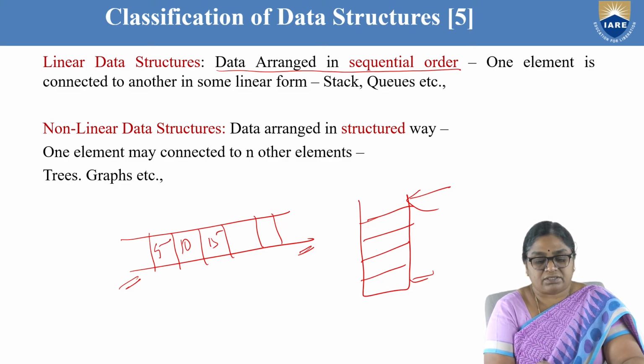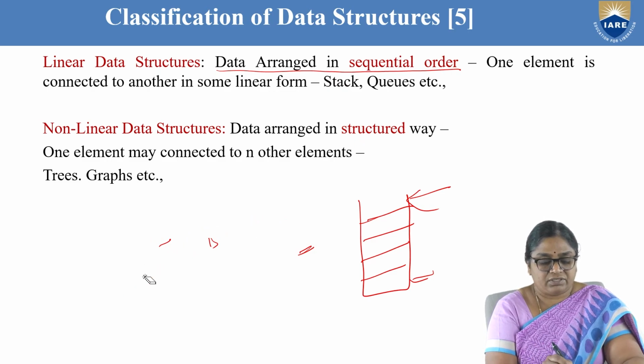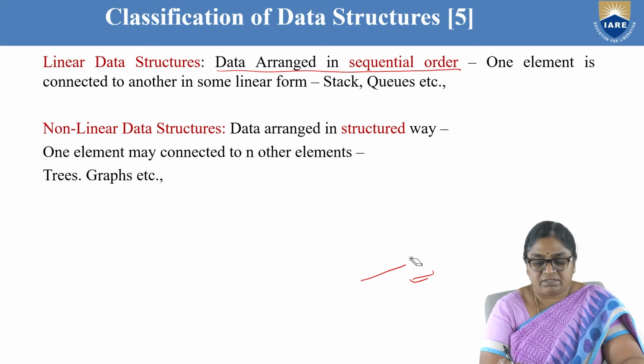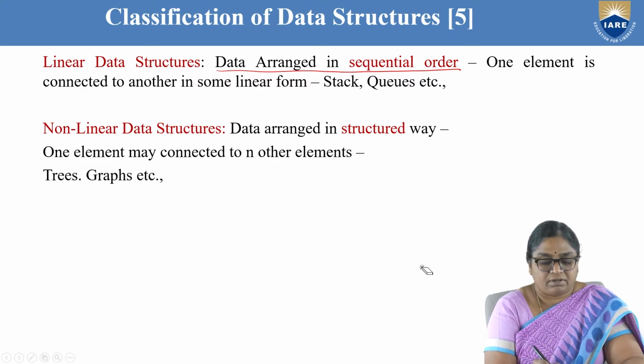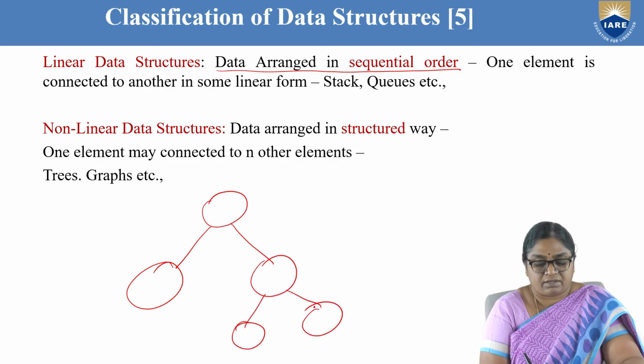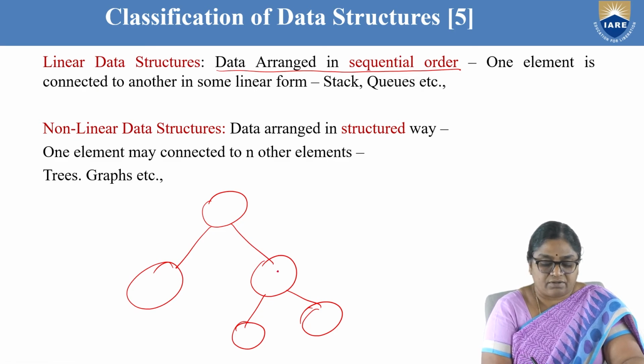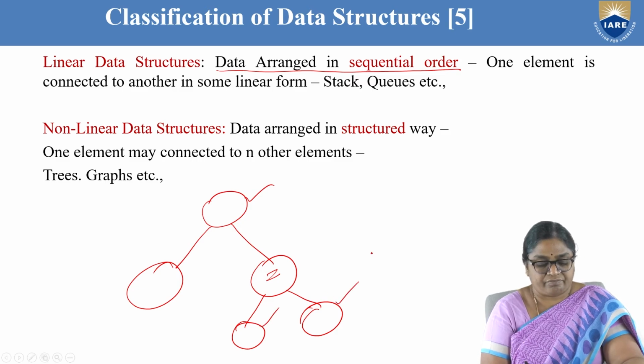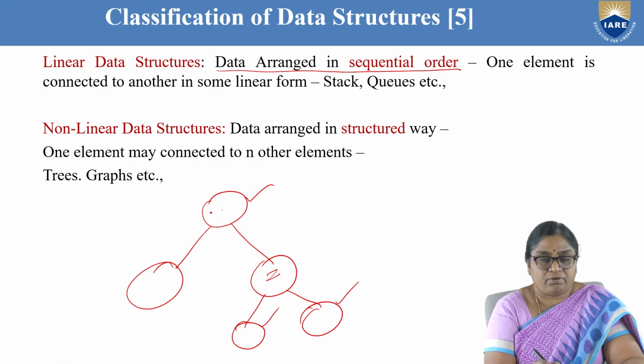Coming to nonlinear data structures, data is arranged in a structured way. That means it may have one or more predecessors as well as successors. For example, this is a nonlinear data structure. For this node, there is one predecessor and two successors. For this one, two successors. But for this one, there is no predecessor. This is known as the root node.